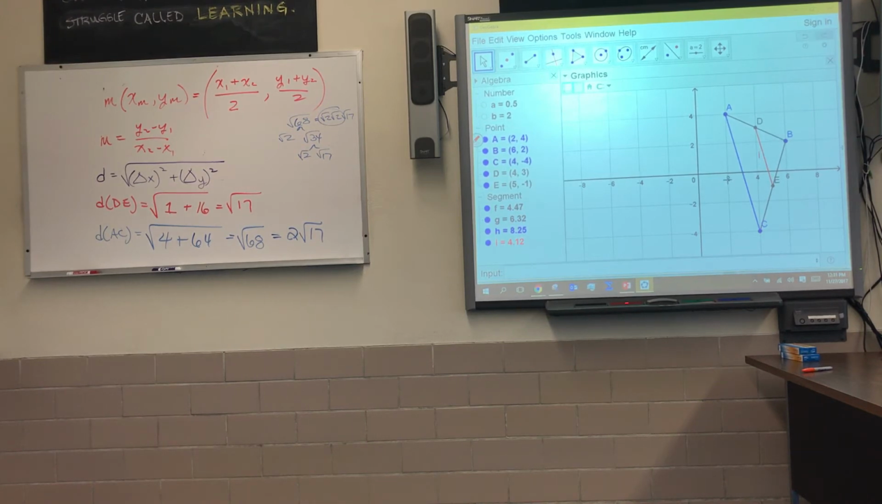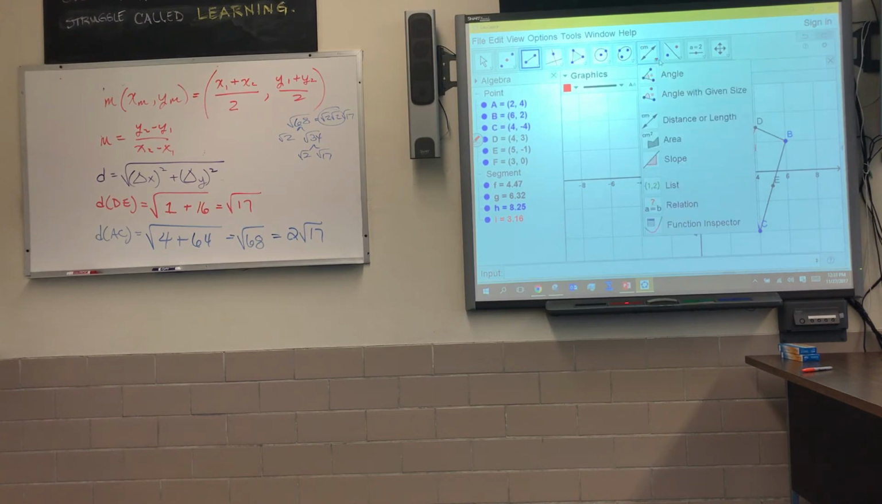What happens though is that we not only have that mid-segment, but we have a third midpoint over here that we didn't find. We have that midpoint, F. Okay, now you guys don't have to write this down on your paper, but there's going to be questions where they ask you to find information about FD and BC.